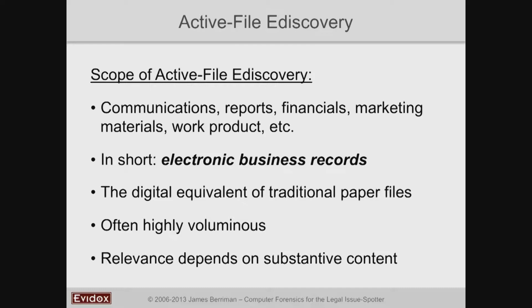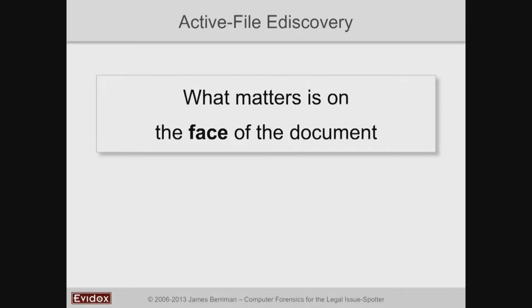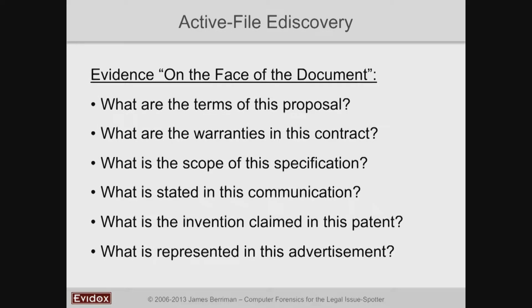patents, leases, contracts, etc. And when you think of documents like that, the relevance or importance of such a document depends on what you see on its face, right? You look at the document, you assess its substantive content, and you decide whether or not it's important, whether or not it's material, right? So with active file e-discovery, what matters is what's on the face of the document. So face of the document, right?